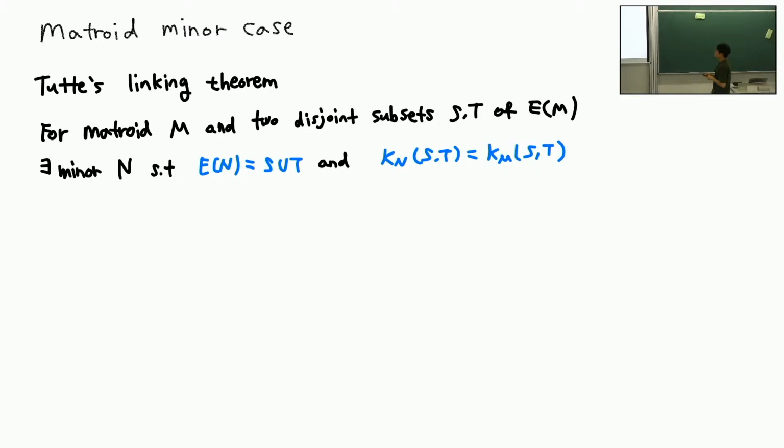Then also we can say something similar for the matroid minor case. There is an analog of Menger's theorem for matroids, which was first proved by Tutte, and this theorem is called Tutte's linking theorem. It says that given a matroid M and two disjoint subsets S and T, then we can find a minor whose ground set is S union T, and the connectivity between S and T is not decreased, it is preserved.